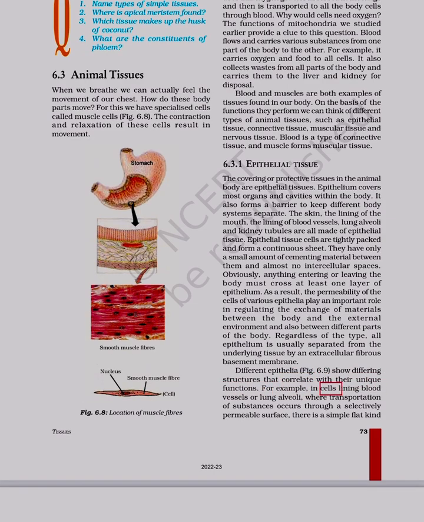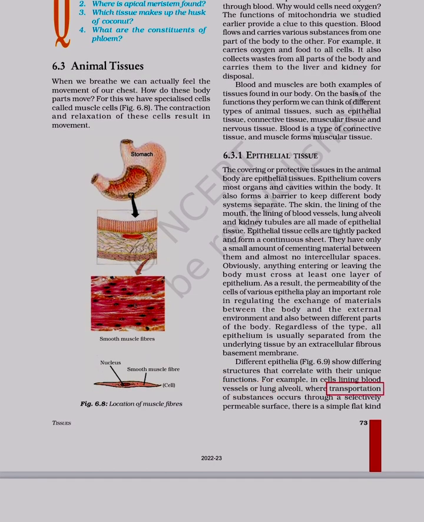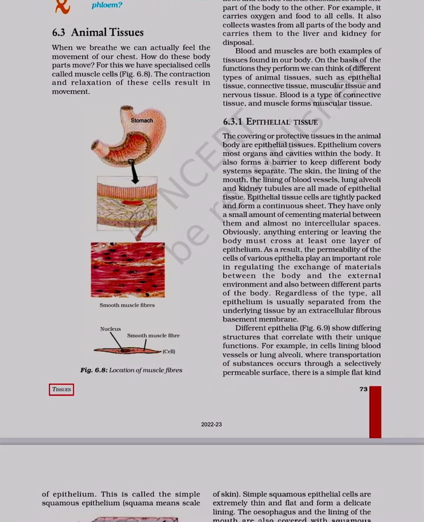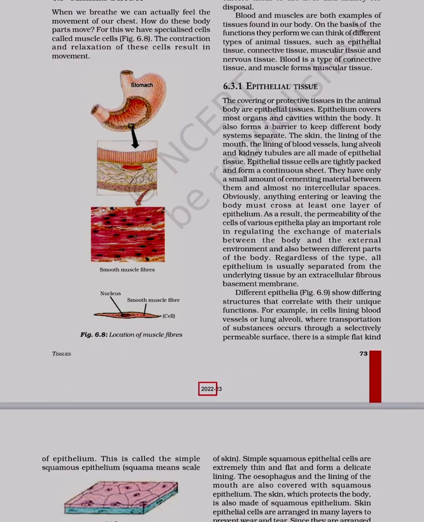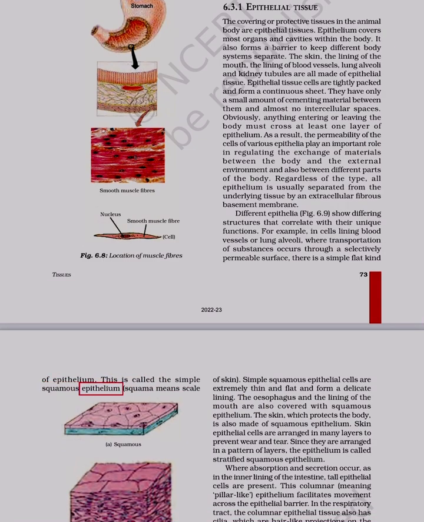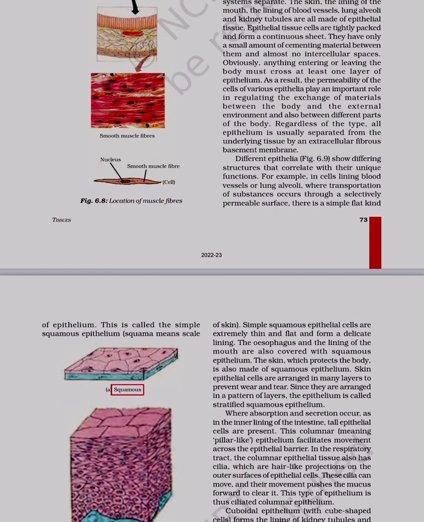For example, in cells lining blood vessels or lung alveoli, where transportation of substances occurs through a selectively permeable surface, there is a simple flat kind of epithelium. This is called the simple squamous epithelium. Squama means scale. Simple squamous epithelial cells are extremely thin and flat and form a delicate lining.